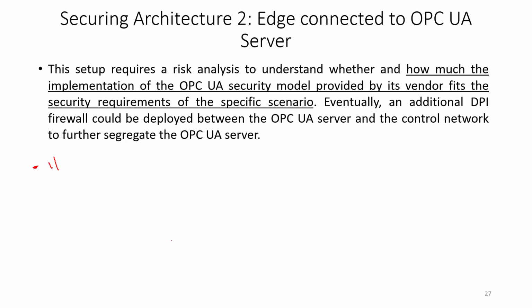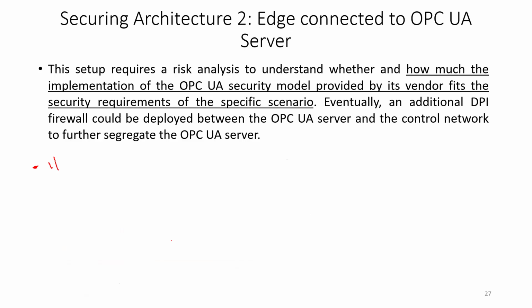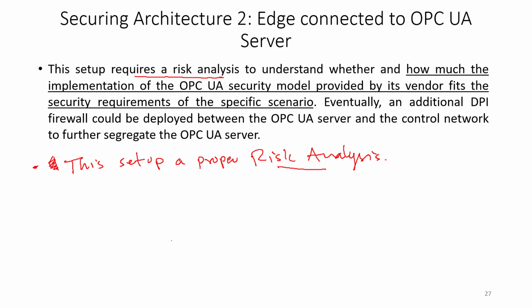Okay, so when we talk about architecture 2, it is important that we understand that deploying the OPC server is not enough on its own. This setup requires a proper risk analysis. This analysis should focus on, for example, the OPC UA security model.